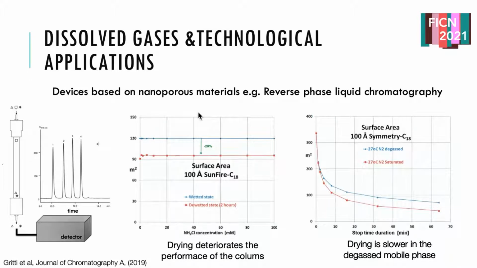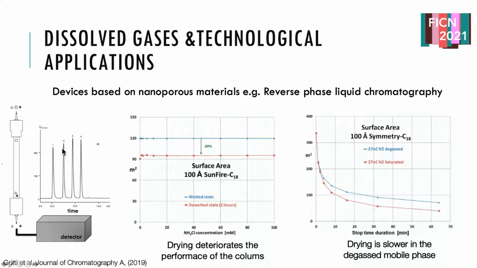But today I wanted to show you one more application, which we were discussing recently with Alberto and Antonio, which is the case of reverse phase liquid chromatography. Reverse phase liquid chromatography is an experimental technique that allows you to separate analytes. Typically you have a mixture of analytes in water, and you make them flow through a chromatographic column, which contains a stationary phase, which is a hydrophobic nanoporous material.